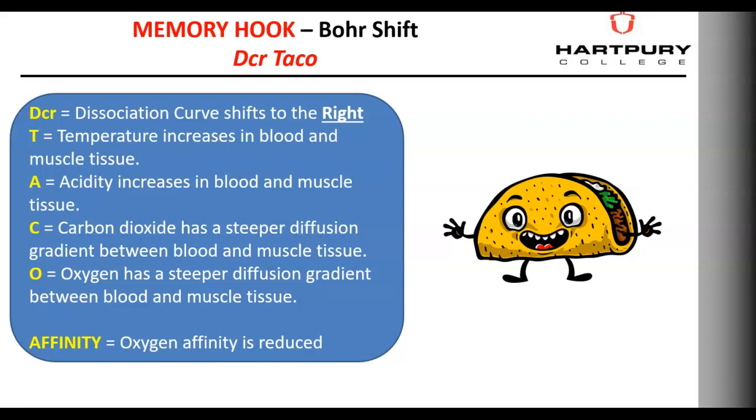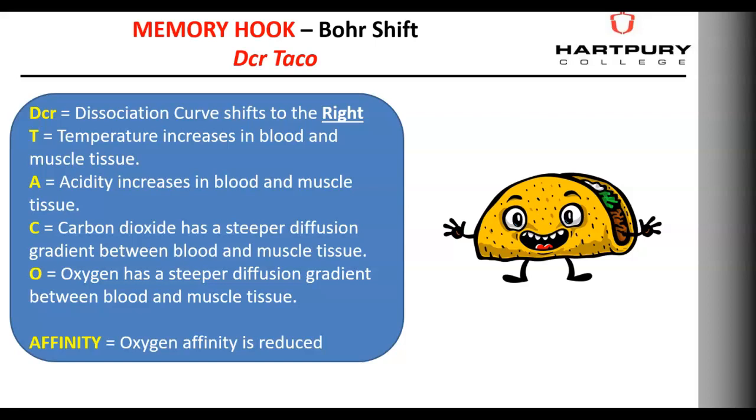And then C, carbon dioxide has a steeper diffusion gradient between blood and muscle tissue. That is a cause of why it shifts to the right. And finally, oxygen has a steeper diffusion gradient between blood and muscle tissue as well. Okay, so the 3 causes of the Bohr shift, the 3 reasons why the curve shifts to the right, is an increase in temperature, a decrease in pH, which means acidity has increased, so that's the A, and carbon dioxide, okay, an increase in carbon dioxide, okay.